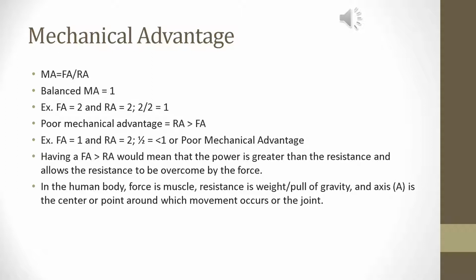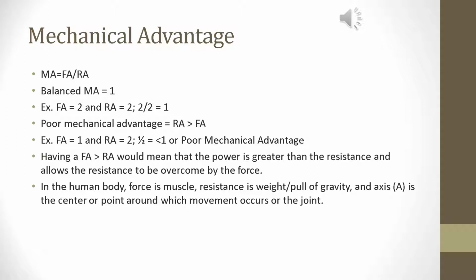Balanced mechanical advantage is equal to 1. So in whatever unit of measure you're using, but for the sake of ease, we're just going to use some simple numbers. If your force arm is equal to 2 and your resistance arm is equal to 2, 2 over 2 is equal to 1, which would create a nice balance. And I will show you this in reference to something like the first class lever or a seesaw.